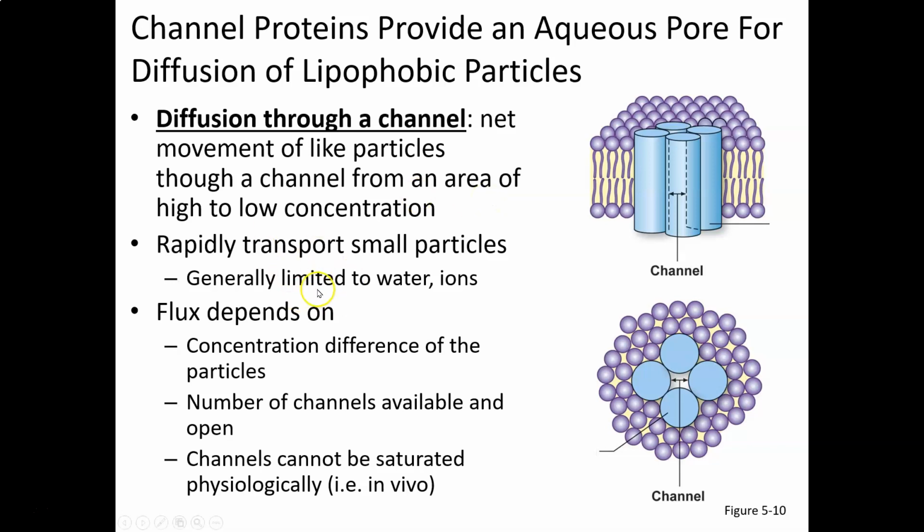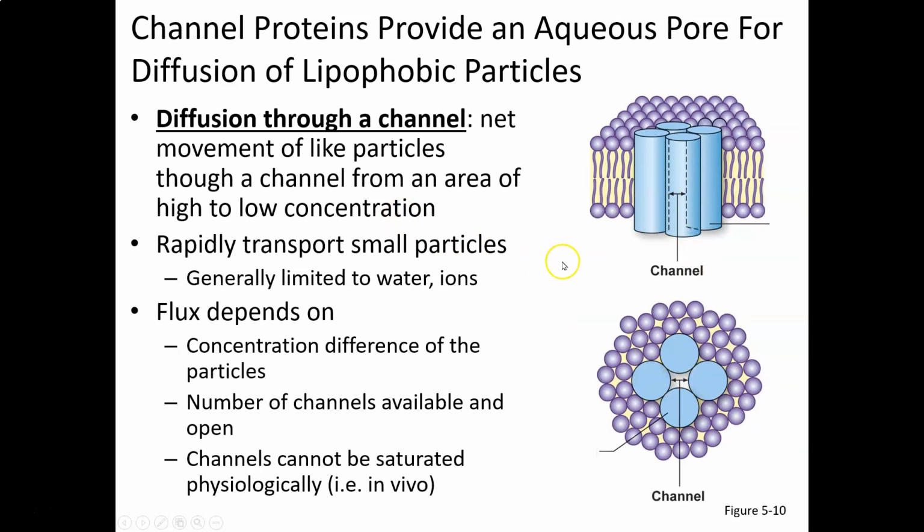Well, if we don't go directly across, then we need to go some other way. And another common way to go across is diffusion through a channel. A channel is sort of like an aqueous pore for diffusion of lipophilic properties. So molecules that just can't get across the membrane will often use channels. And channels are a protein. They're integral proteins because they expand across the entire membrane.